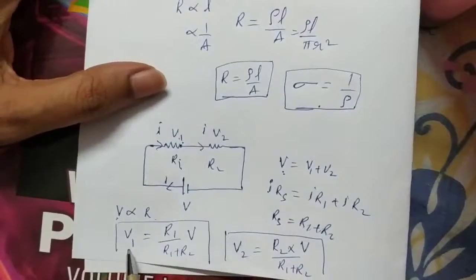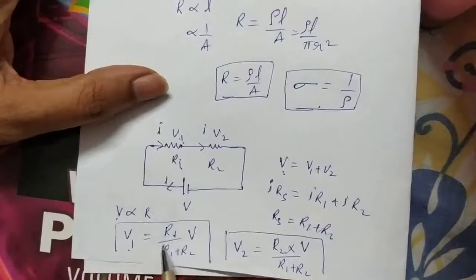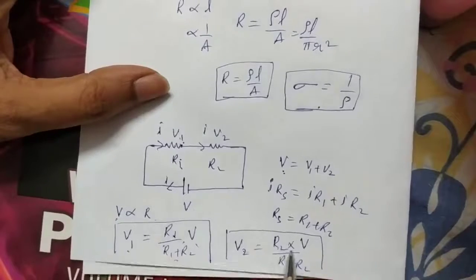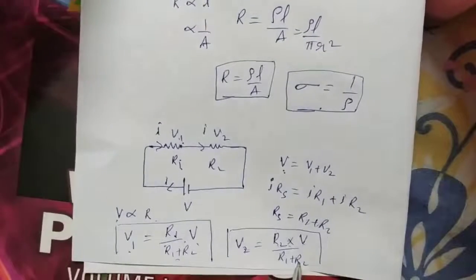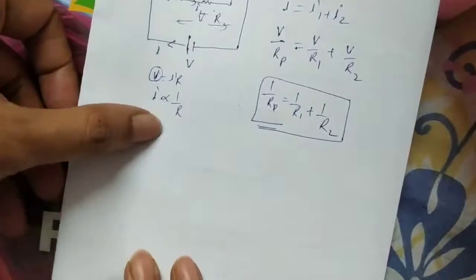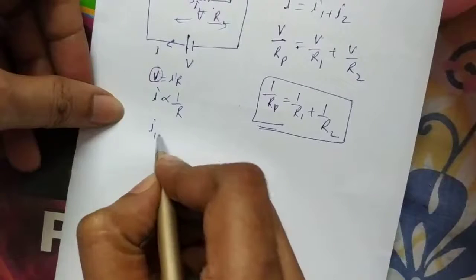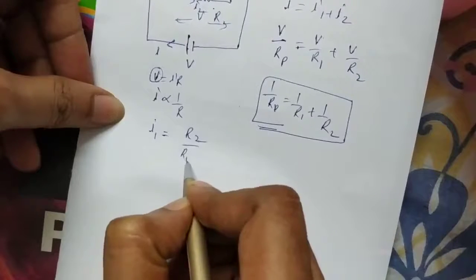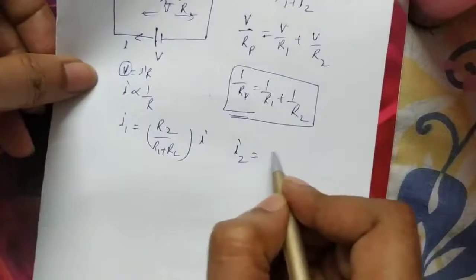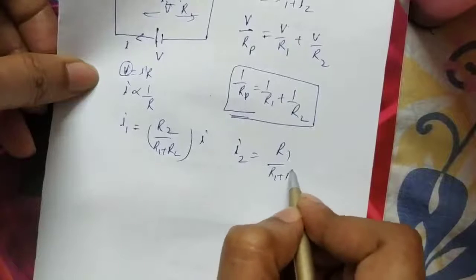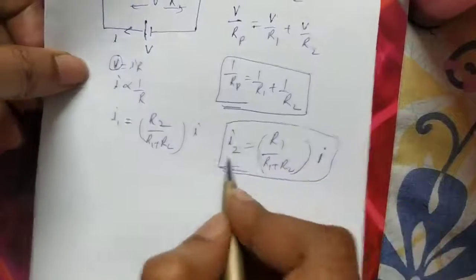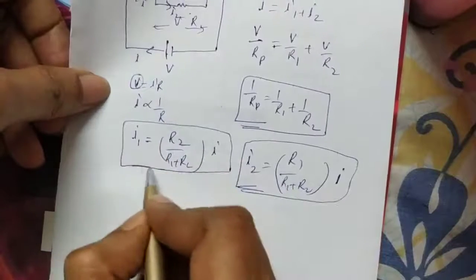That's why V1 is equal to resistance R1 by total resistance into total potential, and V2 is equal to R2 into total potential by total resistance. But in parallel combination, current is inversely proportional to R. That's why current through the first resistance I1 is equal to R2 by R1 plus R2 into total current. Suppose if you want I2, that is R1 by R1 plus R2 into total current. Like this, current is divided in parallel combination.